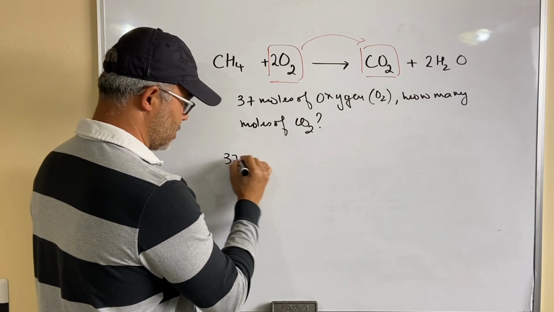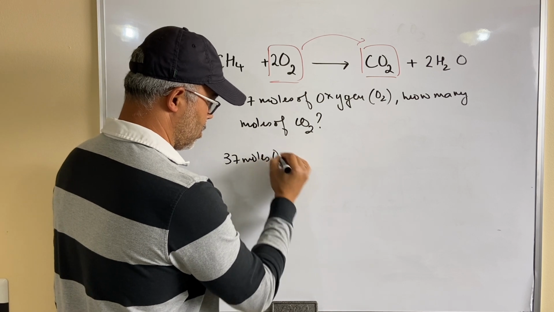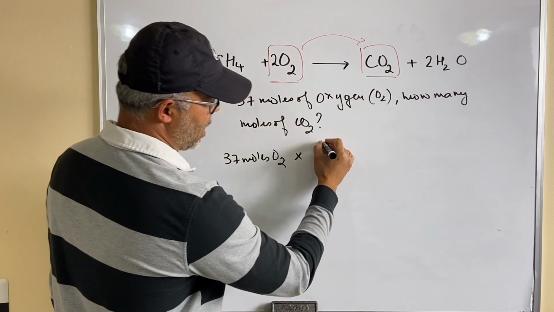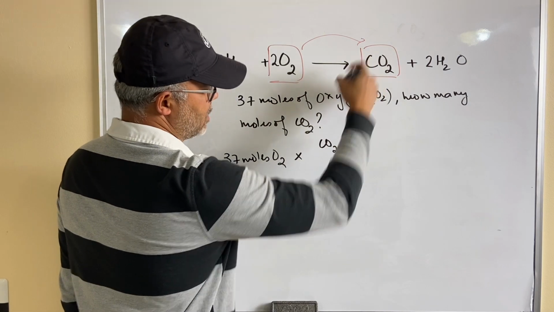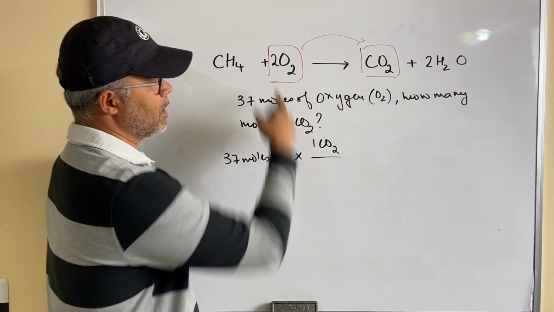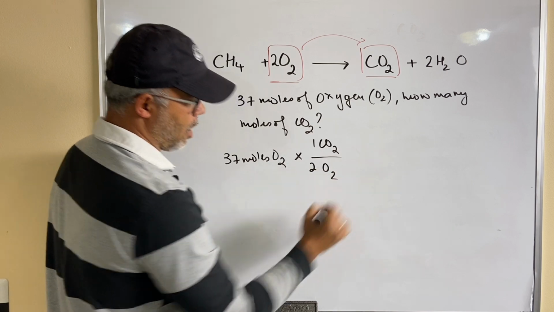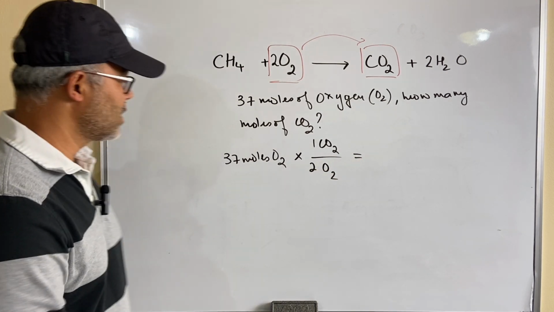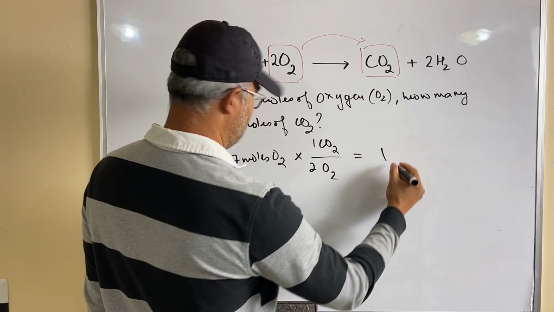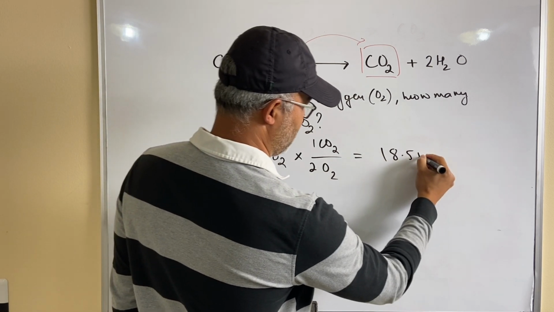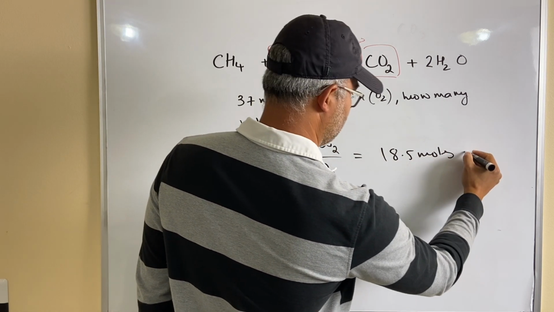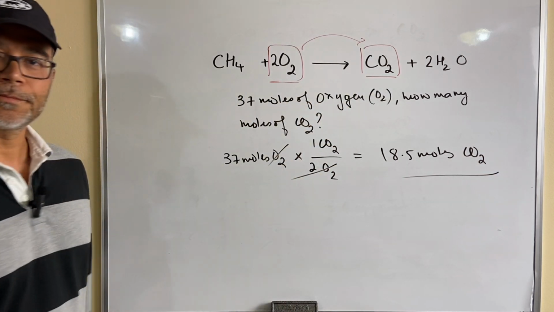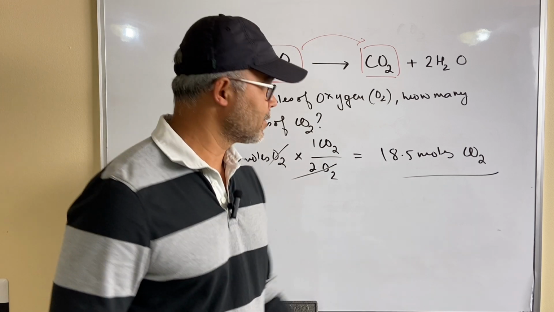So I start out with 37 moles of oxygen, and the conversion factor, since I'm trying to find carbon dioxide, I put carbon dioxide on top. Since it's 1, I put 1 carbon dioxide, and below I put 2 oxygens. Okay, and then I just simplify that. Turns out in this case, that would be 18.5 moles of carbon dioxide, since that'll cancel out. Okay, I hope that made sense.